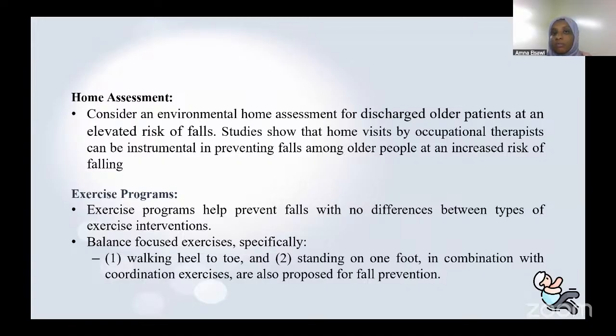Okay, so why does it help? Well, the balance focused exercises, right? Especially the walking heel to toe, the standing on one foot, right? In combination with other coordination exercises, those are the proposed type for fall prevention. So those exercises would train the patient to have a little more grip on their balance, or to be able to better balance themselves. So it's very helpful and it's very promising in decreasing the risk of fall.